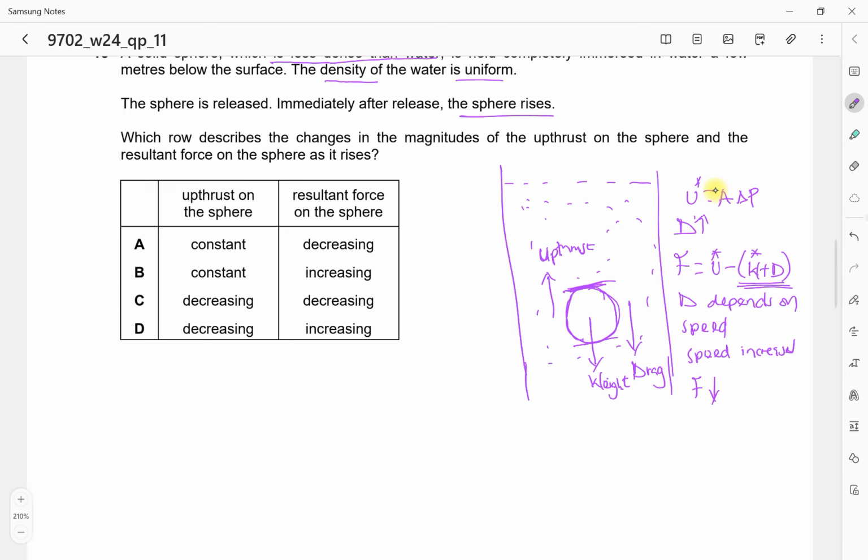So the upthrust remains constant, so we ignore C and D. Then we have said the resultant force on the sphere decreases, so the answer is going to be A.